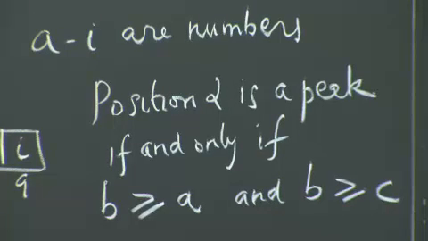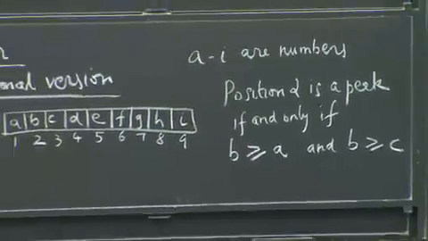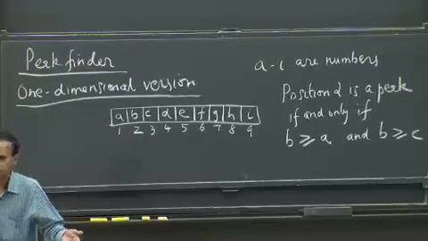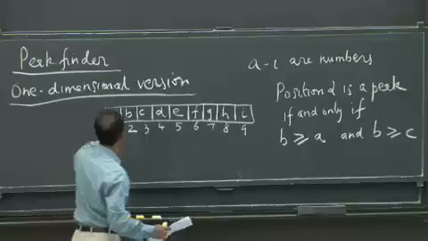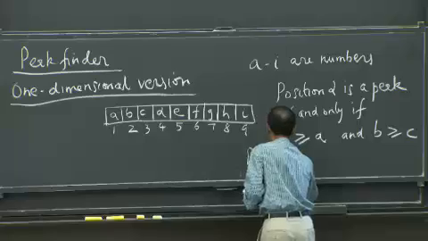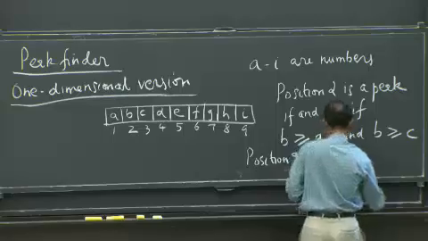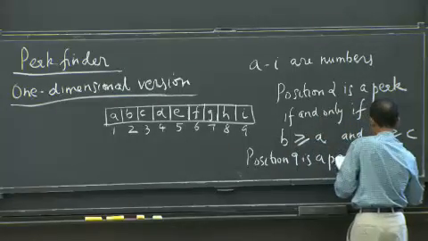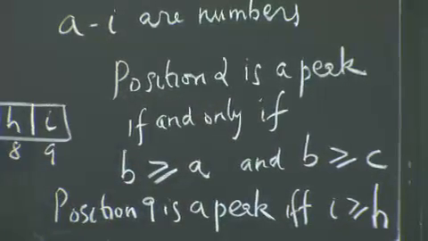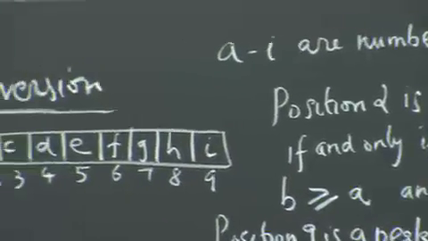In the one-dimensional case, it's trivial. Look to your left, look to your right. If you're equal or greater than both of the elements that you see on the left and the right, you're a peak. In the case of the edges, you only have to look to one side. So position 9 is a peak if I is greater than or equal to H. So you just have to look to your left there because you're all the way on the right-hand side. All right? So that's it.